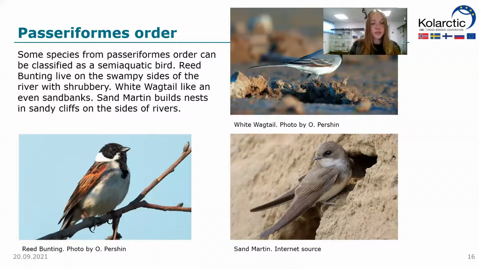Some species from the passerine order can be classified as semi-aquatic birds. Reed bunting live on the swampy sides of the river with shrubbery. White wagtail like uneven sandbanks. Sand martin builds nests in sandy cliffs on the sides of rivers.